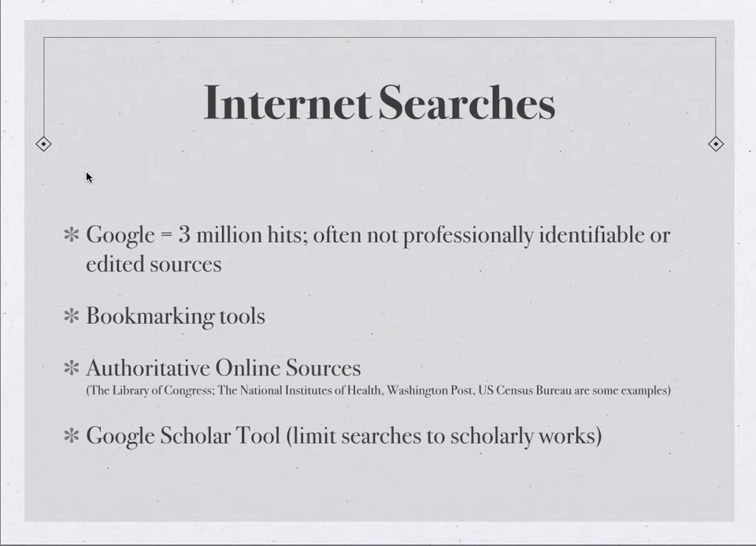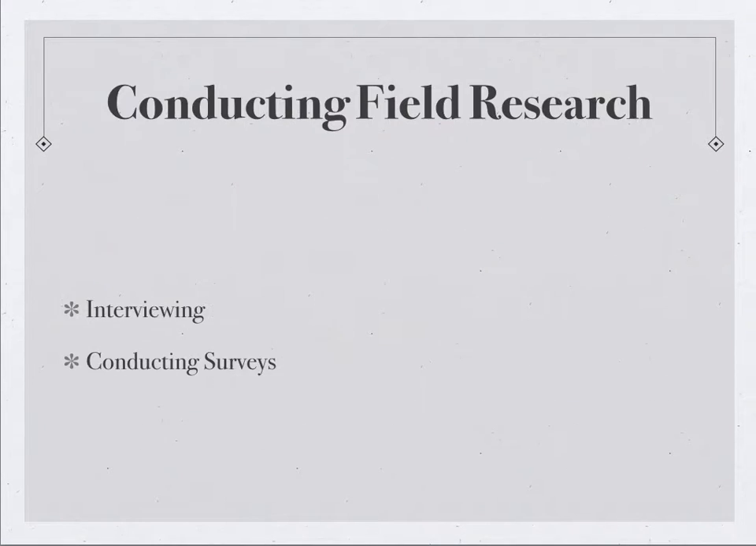I want to persuade you to be careful when you use Google. You're going to get a ton of responses when you do a search. They're often not professionally identifiable or edited sources. I do want to suggest using bookmarking tools when you're doing searches, but you always want to find authoritative online sources. Here's some examples. And the Google Scholar tool is a really cool tool that will be helpful, I think, for many of you. Instead of going out and doing the research, you set up the Google Scholar tool. It's a free tool, and you are sent sources that are pertinent to your subject.